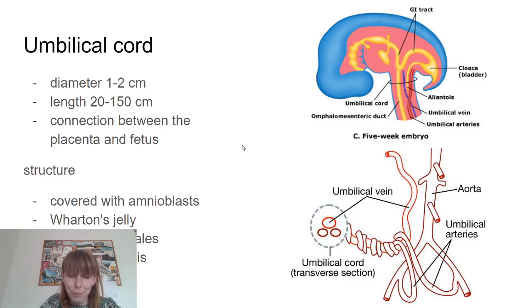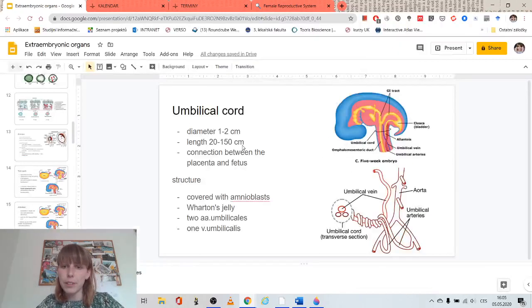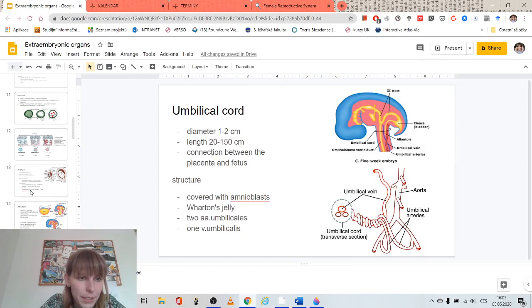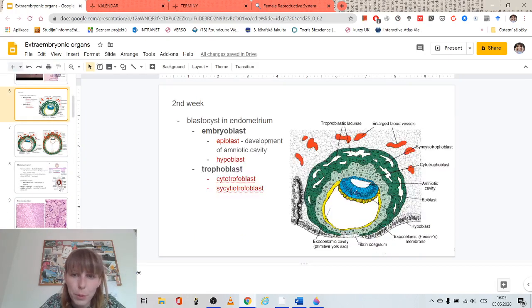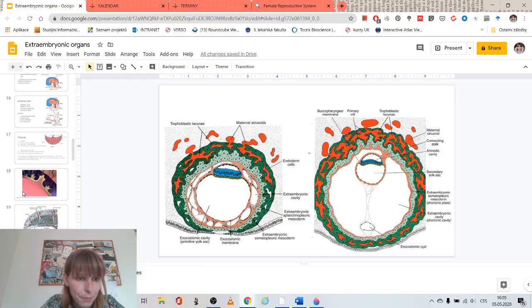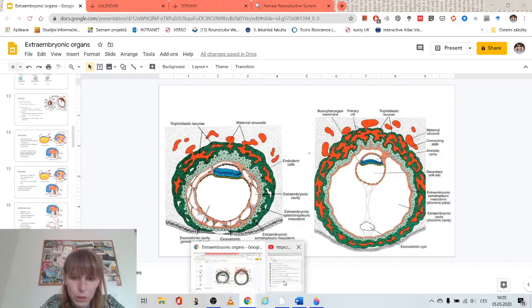So imagine that we have, let me check the questions. Yes, yes. So you answer your own questions, which is perfect. So the blue and yellow cell layer is the embryonic disc. I think that was related to this picture here. Yes, this will become the embryo, and all of the rest will become either the fetal membranes or the placenta. So yes.